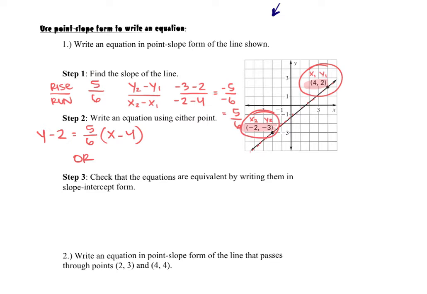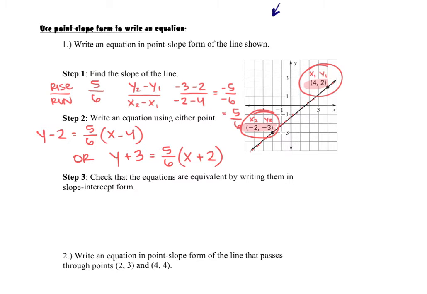Let's do that. If I use (-2, -3), I have y minus -3, so that becomes y plus 3 equals 5/6. The slope is still the same, and then it's x minus -2, so that would be x plus 2. And both of those equations would give you the same line. And so that's what step 3 wants us to do, is to check that the equations are equivalent by writing them in slope-intercept form. So we're going to do that here.